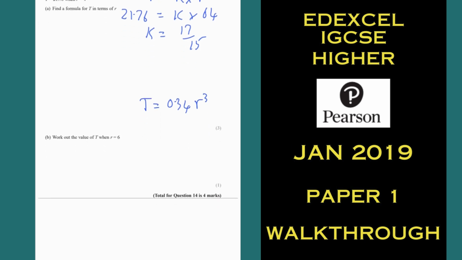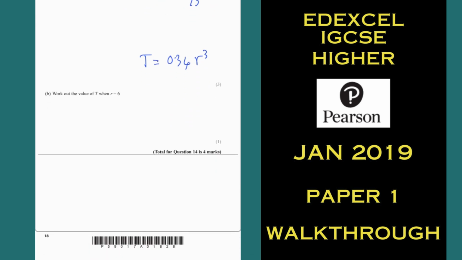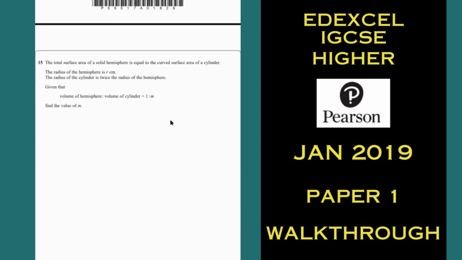And just a 1 marker, not a tough one here. Work out the value of T when R is 6. So sub it in. On your calc, 0.34 multiplied by 6 cubed, sorry, worth the mark, is 73.44. And that's why it's only a mark.